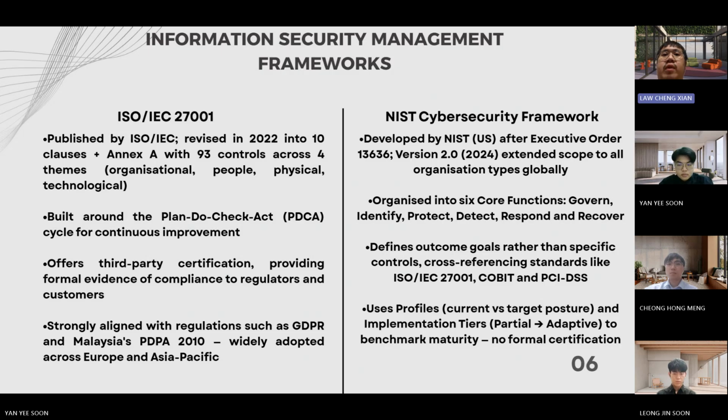NIST CSF, developed by the US National Institute of Standards and Technology, released version 2.0 in 2024. It is organized around six core functions: govern, identify, protect, detect, respond, and recover. Unlike ISO 27001, it does not prescribe specific controls. It defines outcomes and references other frameworks. There is no formal certification, and it is flexible and self-paced. Next slide.